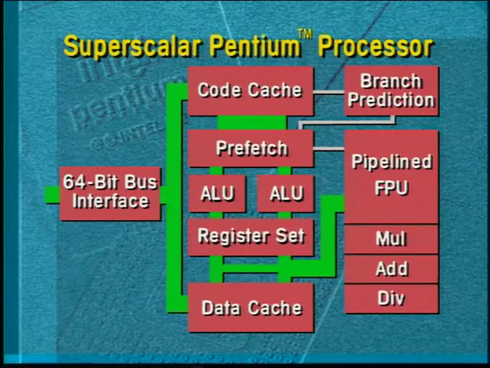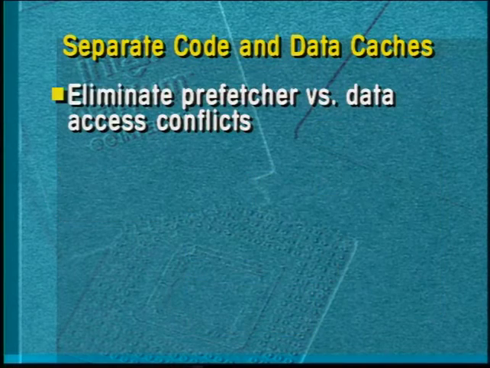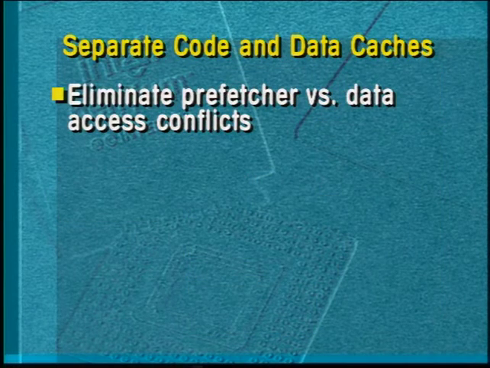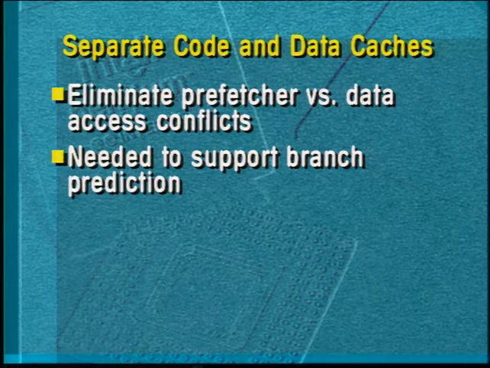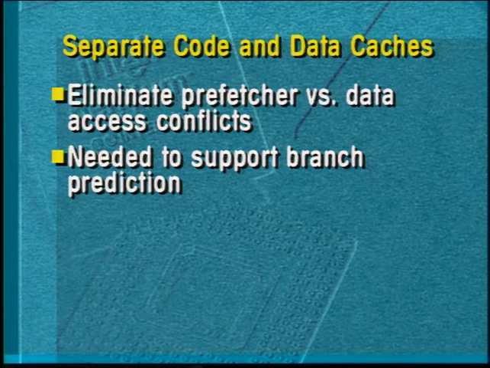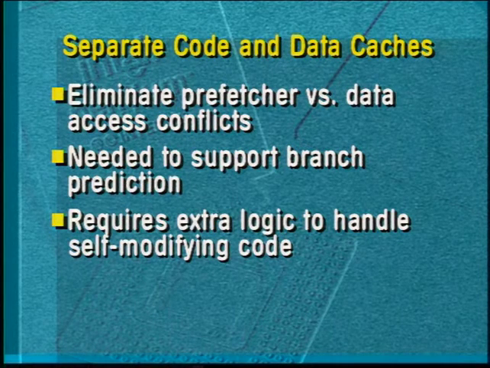At this point, let's take a look at the cache organization. We have separate code and data caches. This was done to eliminate the conflicts between prefetch accesses and data accesses. This was important because we knew the branch predictor was going to drive a lot more references into the code cache, and because the superscalar pipelines would generate two data references in parallel. A consequence of splitting the caches is that we have to add extra logic to handle self-modifying code compatibly.